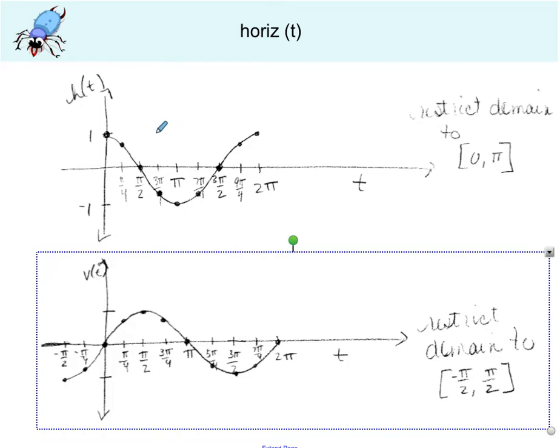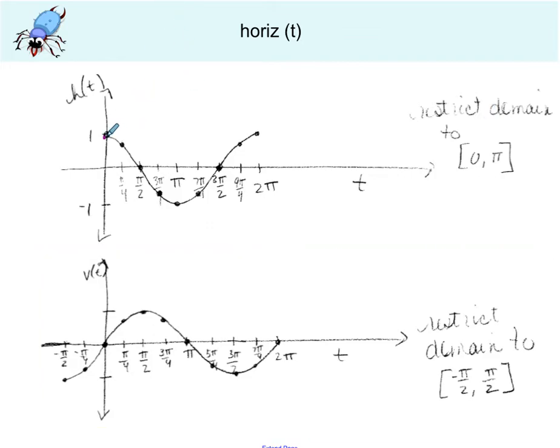And here we go. I have h of t and v of t. H of t, the x-coordinate, starts at 1, so it's up here on this vertical axis, and it curves around. The restricted domain is between 0 and pi. This is my 1-to-1 section here, and I like to include x equals 0 if I can.